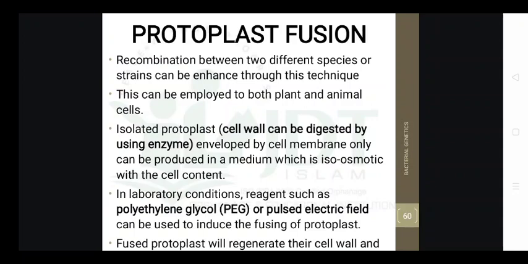An isolated protoplast, that is a cell whose wall has been digested by enzyme and is enveloped by membrane only, can be produced in a medium which is isotonic with the cell content. In laboratory, usually for performing this protoplast fusion, we will use polyethylene glycol, or by using a pulsed electric field, we can enhance the protoplast fusion, which will induce the fusion of protoplasts.